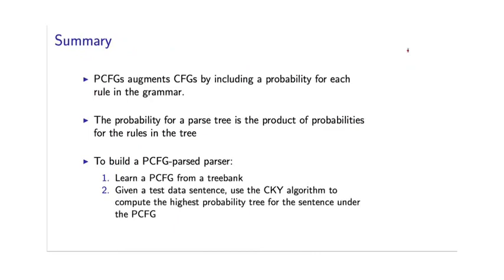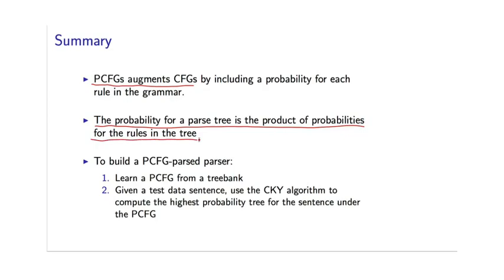To summarize, what we've seen in this lecture is that PCFGs augment CFGs by simply introducing a probability for each rule in the grammar. They thereby assign a probability to every possible parse tree under the grammar, where the probability is just calculated as the product of probabilities for the rules in the tree.